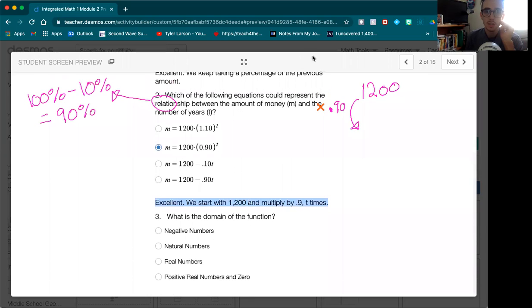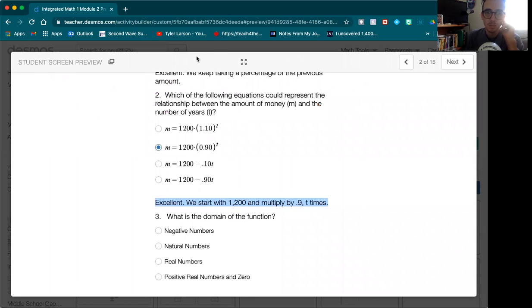Our domain, let's think about this. Well, we don't really want to deal with negative versions of time, so that's not it. Natural numbers, recall, starts with 1, then goes to 2, then 3, then 4, 5, and so on. Okay, so maybe it's that. If it was real numbers, this includes negative numbers, 0, and positive numbers. So I don't think real numbers is going to work here.